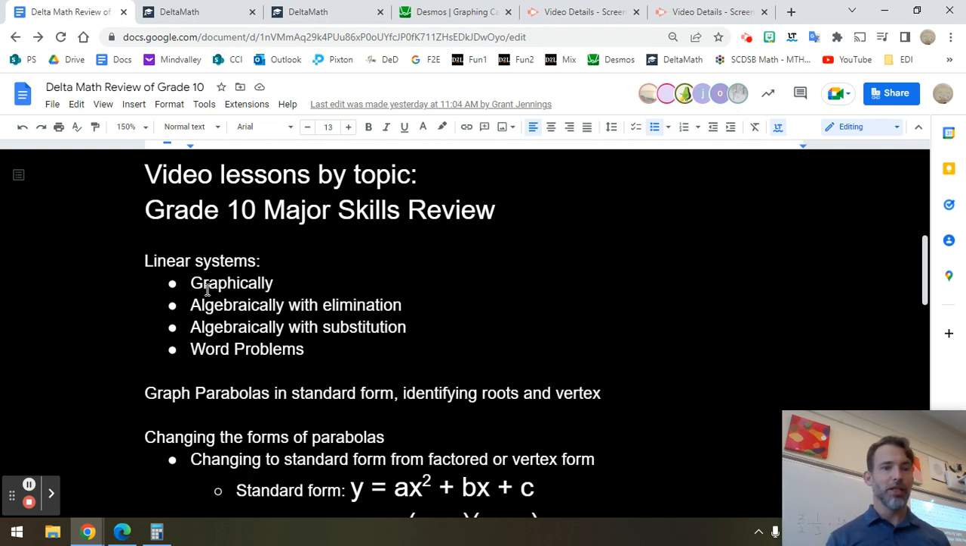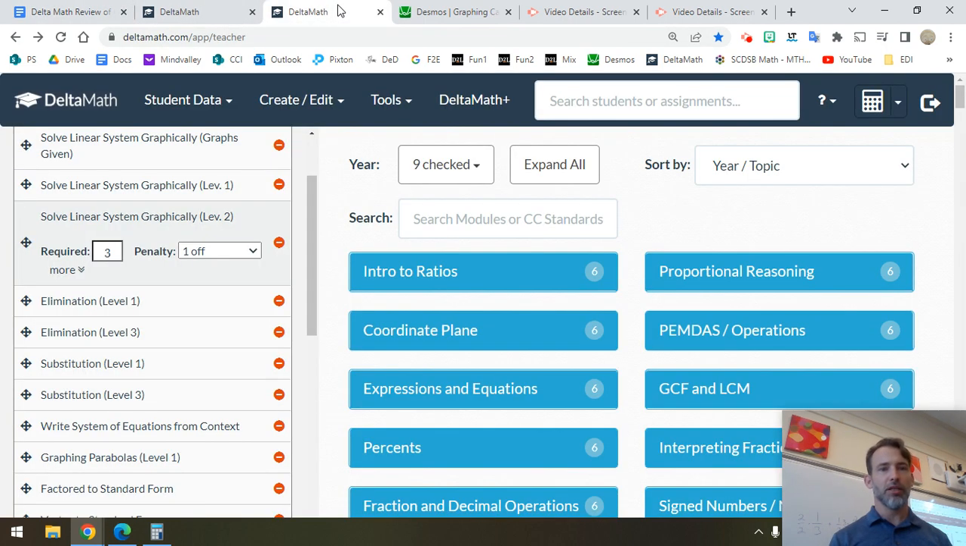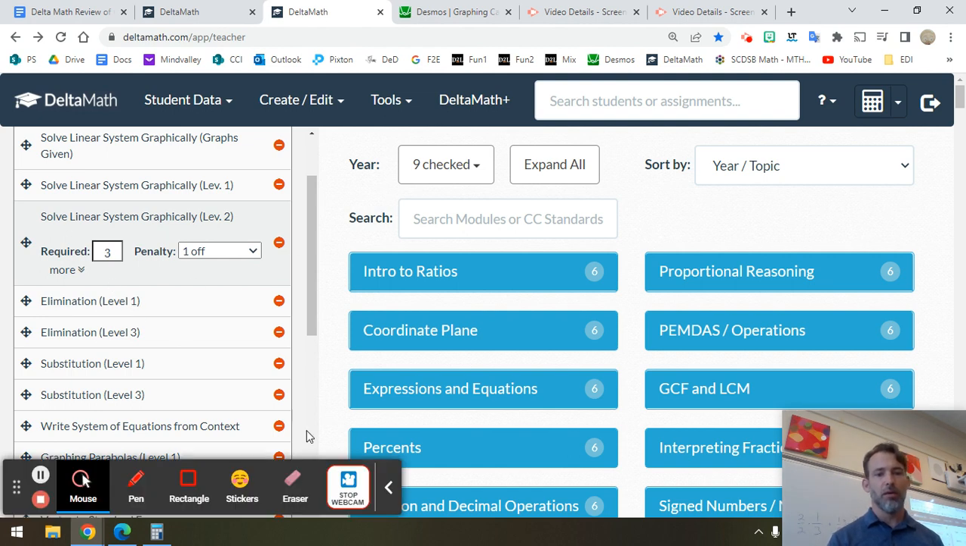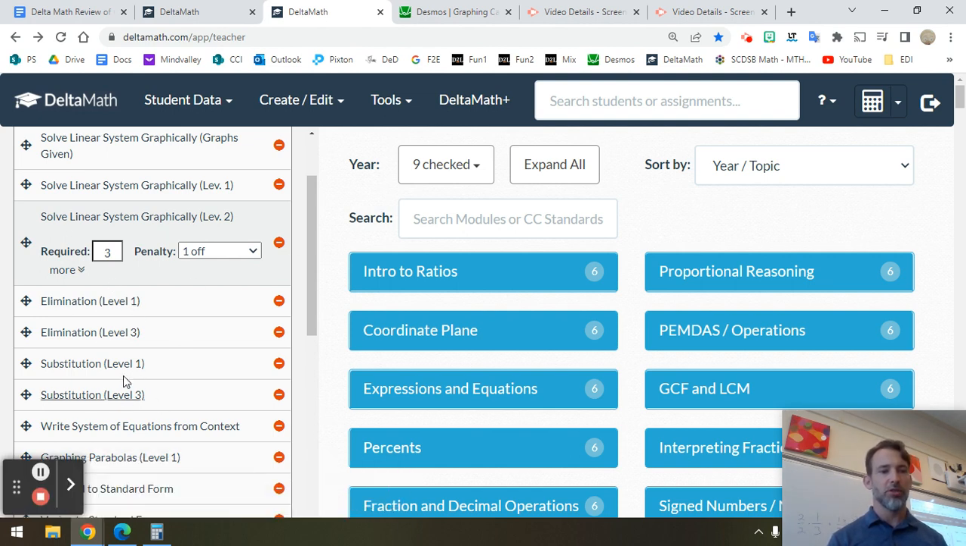Welcome back. We have looked at linear systems graphically, but graphical solutions aren't always convenient. Sometimes we would like to simply work algebraically, and so let's explore two different methods for doing that, both the elimination method and the substitution method. Both are tools in your toolbox.